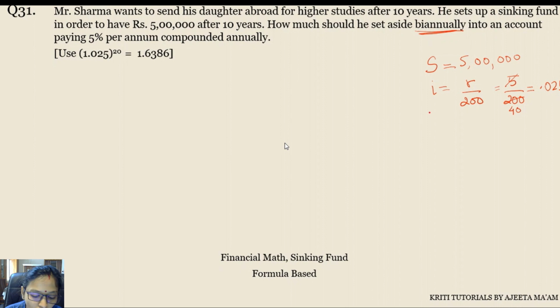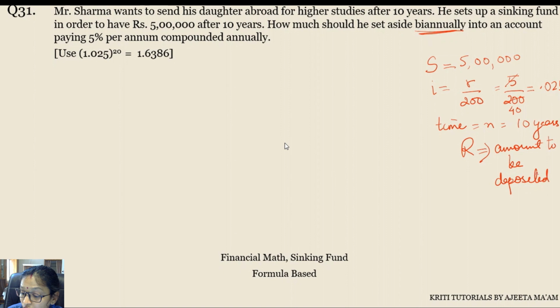Correct. Now what is your time? Let's take it with n again here, but here it is in years now. Okay. Now what we have to find? Let's denote it with R. That is the amount to be deposited. Amount to be deposited. Right? Initials are always important to write.